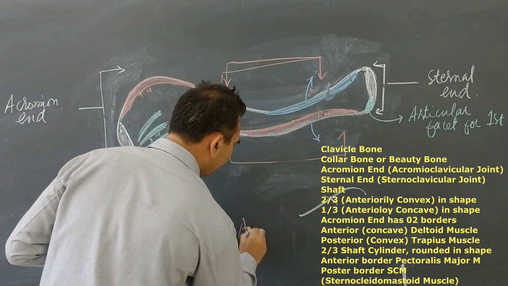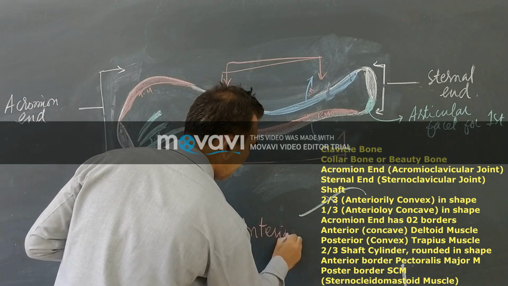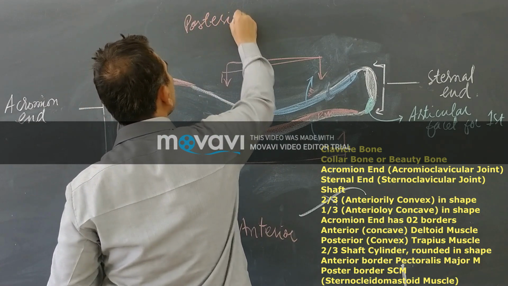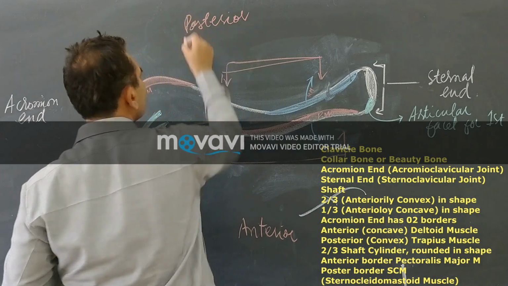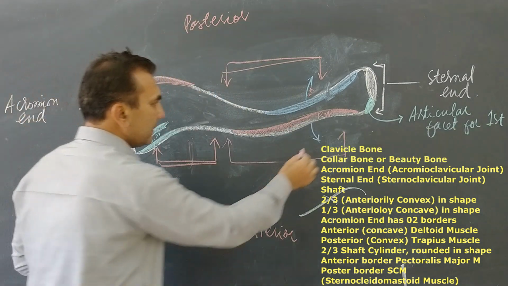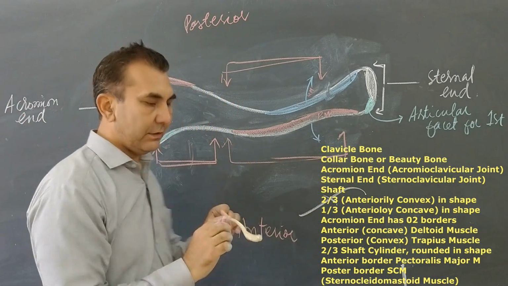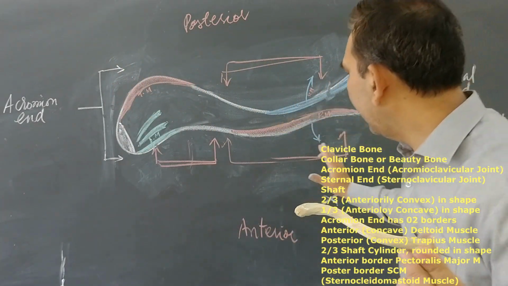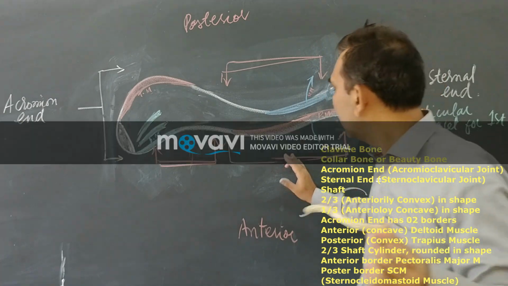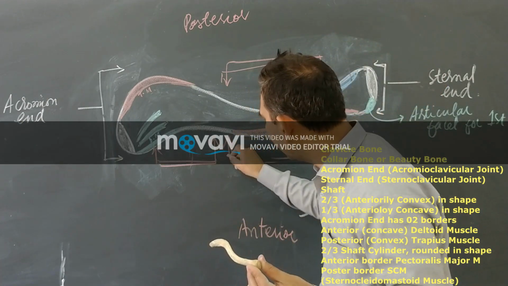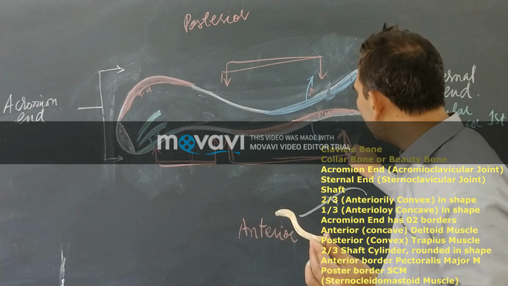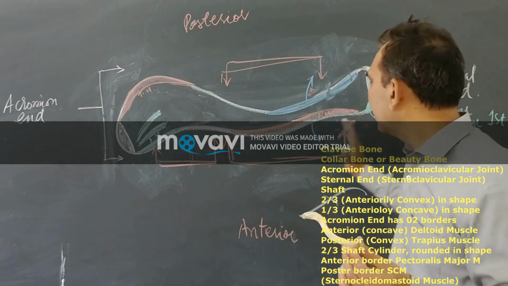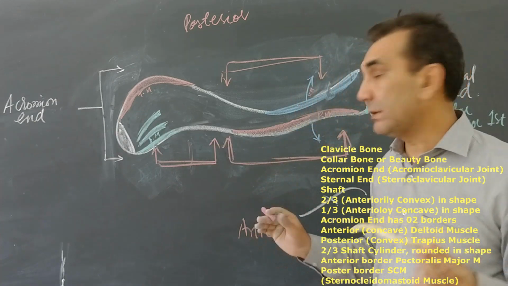Both are the inferior portion. This is the posterior view, the posterior portion of the clavicle. Now, on the anterior side, if you see the anterior side, it is convex in shape. The anterior side, from the two-thirds of the middle towards the lateral side, this portion is convex in shape.